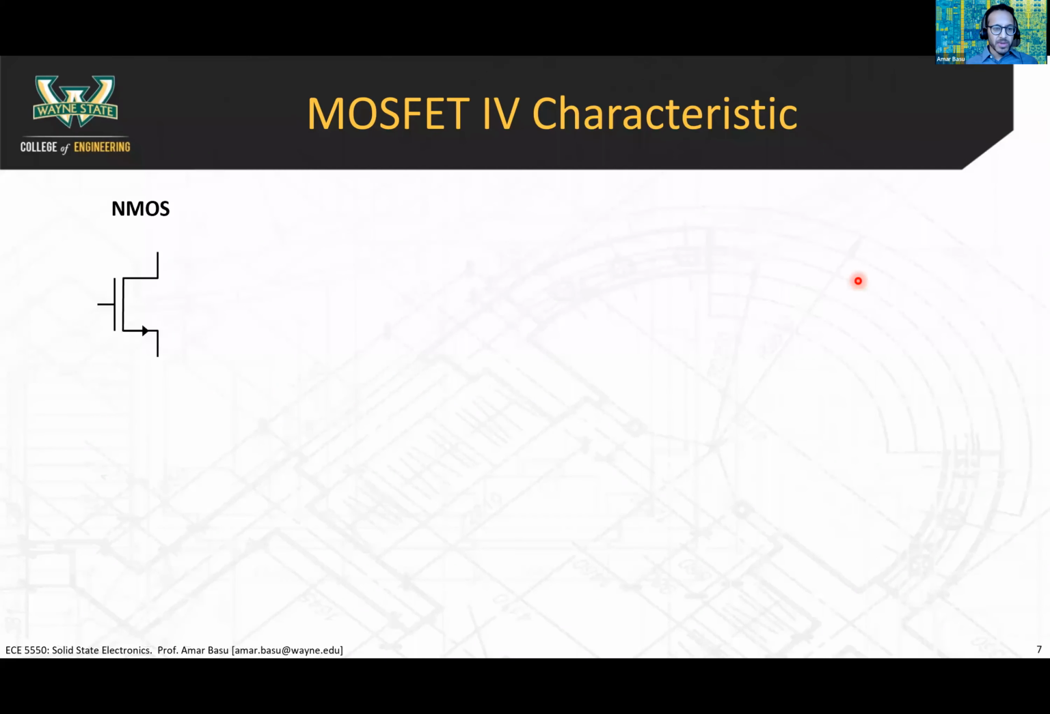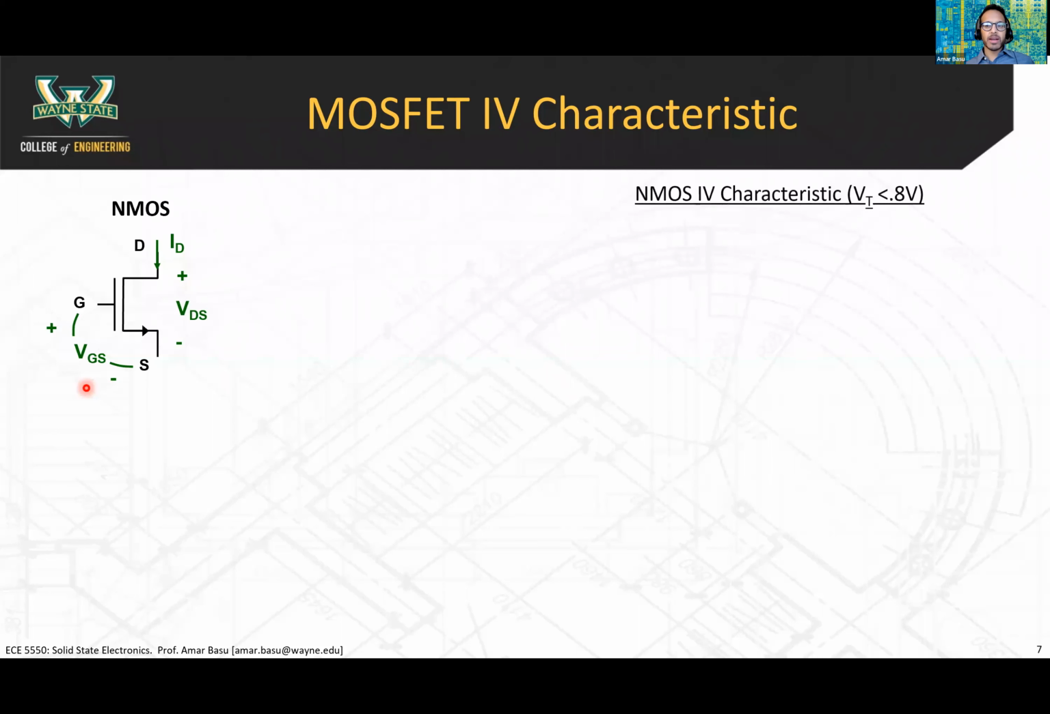So with the NMOS device, again, you have the circuit symbol here, the drain, the gate, and the source. The way that we think about the IV characteristic, the current voltage characteristic, is we first apply a VGS, hold the VGS constant, and then we apply a VDS, and we can ramp that VDS from low VDS to high VDS, and plot the resulting current as a function of VDS.